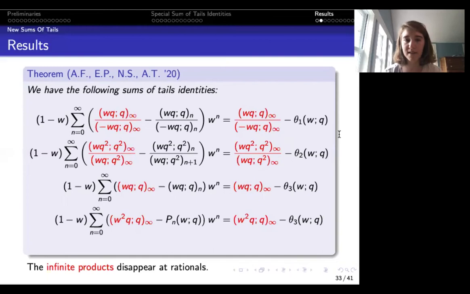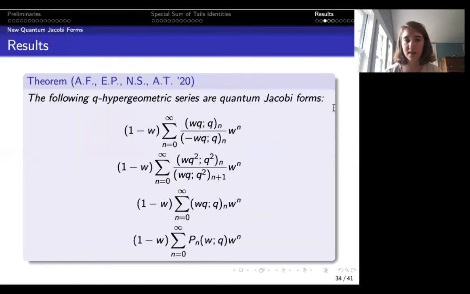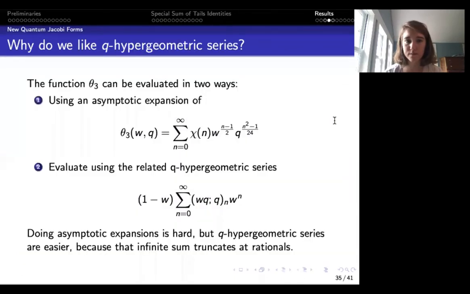And so you might ask, if we already know that these thetas are quantum Jacobi forms, what do we really get from the sums of tails? The answer is that this hypergeometric series way of writing the functions is actually really useful in a way that we'll see in the next few slides. So why do we like q-hypergeometric series? One reason is that they make evaluating quantum Jacobi forms much easier.